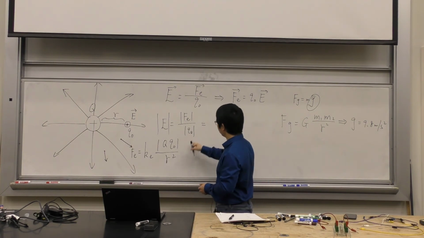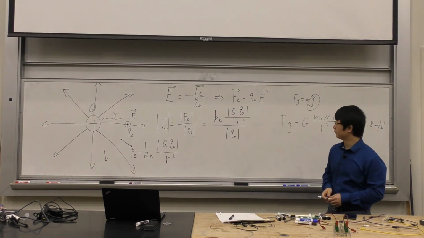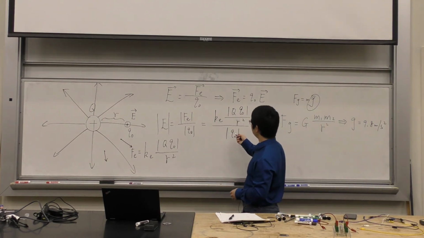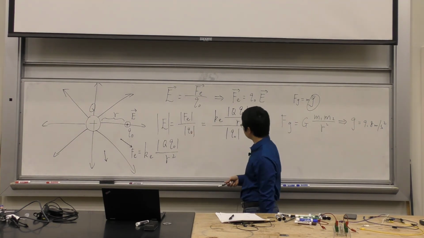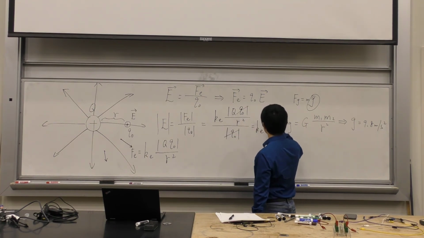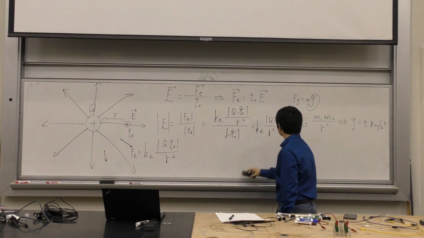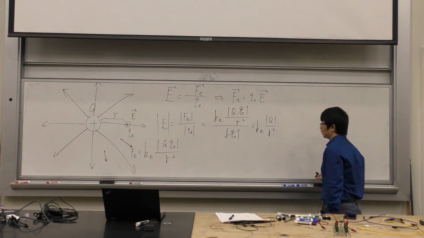So let's put it into this equation. So I would get Ke Q Q naught over R squared, all over Q naught. Now I can cancel this Q naught, right? And everything's positive. In this case, I already made everything positive, so you don't need to worry about that. This Q naught is going to cancel this Q naught. So what do you get at the end? And then that's it.